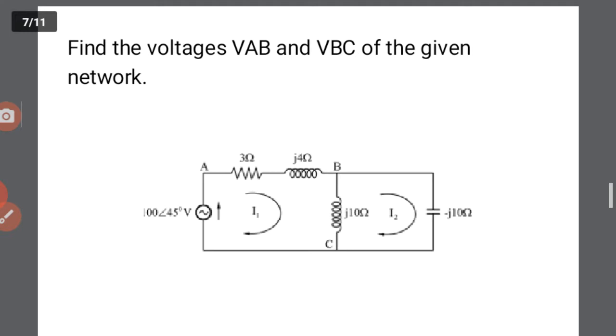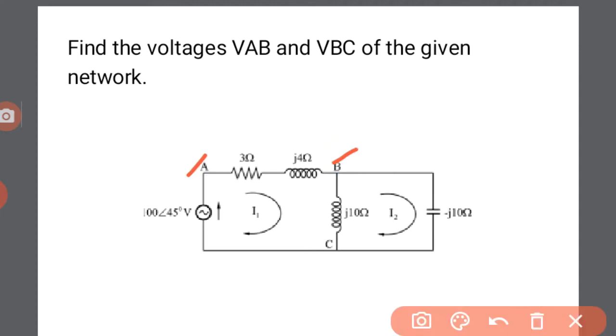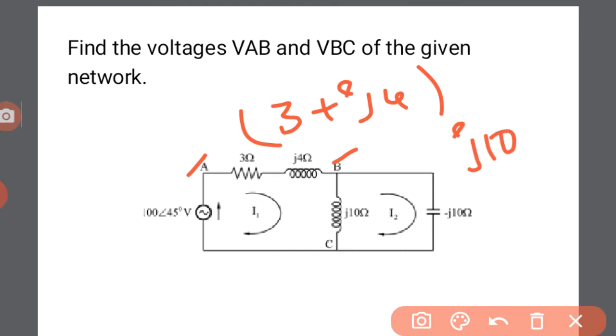In this case also, we have to find the voltages VAB and VBC of the given network. Here VAB is the voltage drop across the 3 ohms plus J4 ohms impedance. Next, VBC is the voltage drop across J10 ohms. Here also we are considering two loops: the first loop current is I1, the second loop current is I2. The voltage source applied is 100 angle 45 degrees volts.